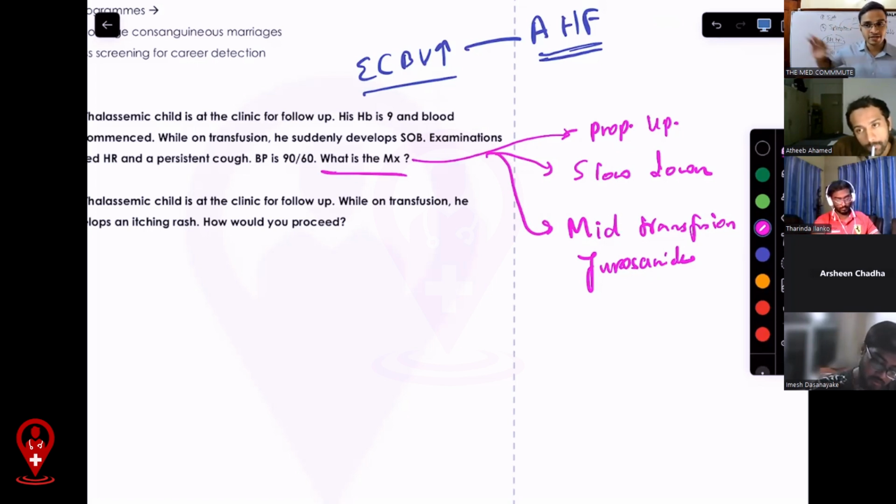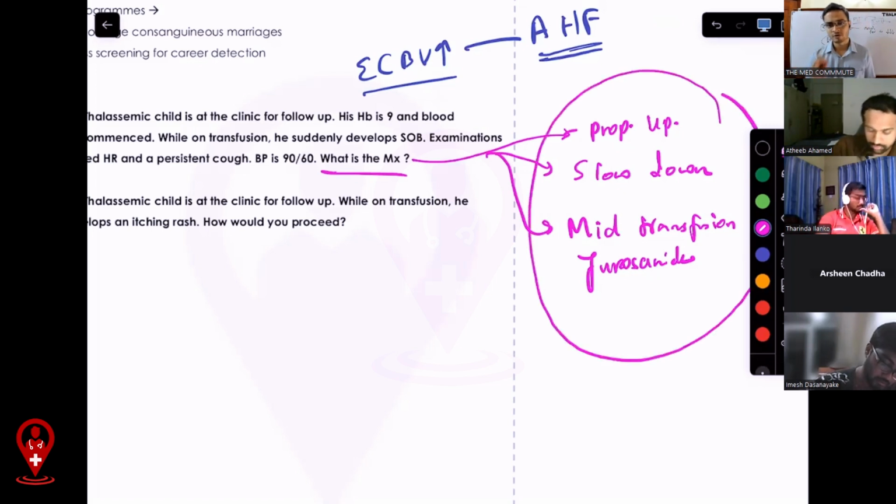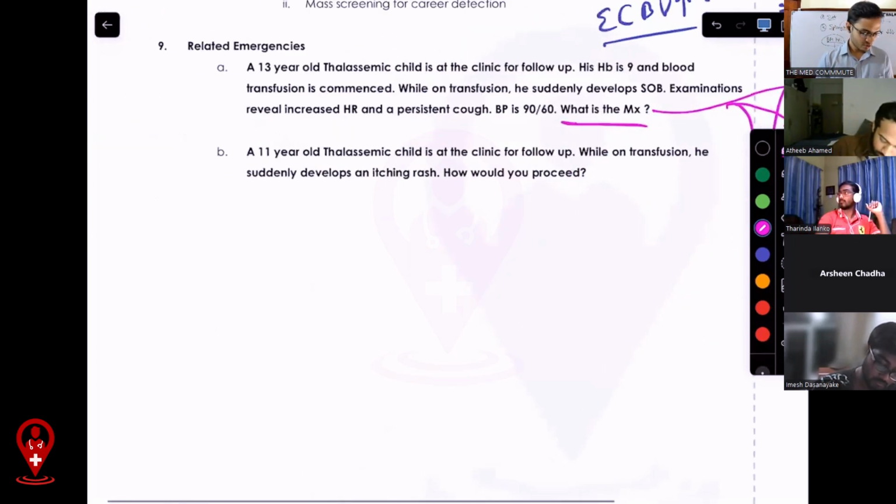Okay, this is our initial management. Then, yes, you have to check the ABCs. If the saturation is dropping, you have to connect the child to the cardiac monitor. All of that is there, guys. But these three, I want you to know: prop up, slow down the transfusion, and mid-transfusion furosemide. The next question, look at this.